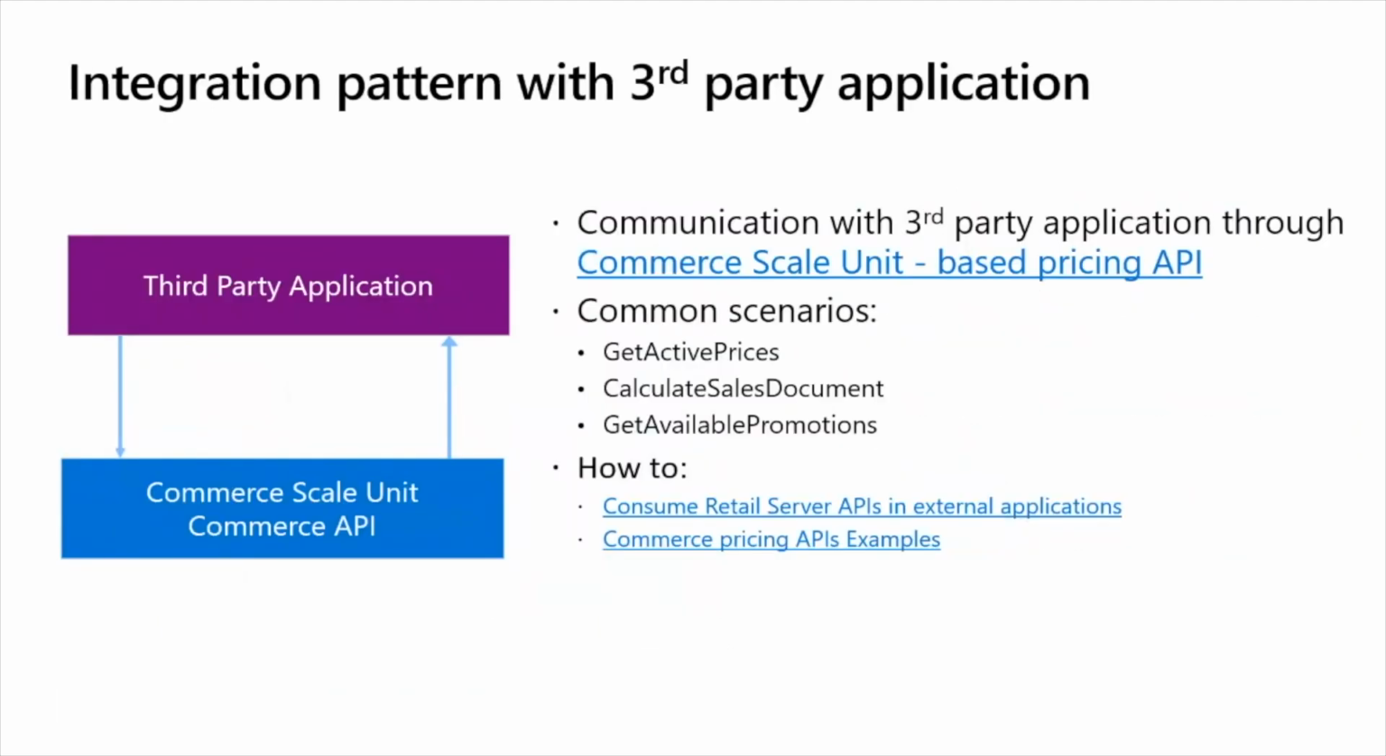Dynamics 365 supply chain management pricing allows you to connect third-party applications through the Commerce Scale Unit-based pricing API to enable pricing calculations to be retrieved by a native Commerce point of sale and consumed by external applications to support different pricing scenarios. Dynamics 365 Commerce Pricing Engine provides the following retail server APIs that can be consumed by external applications to support various pricing scenarios like get active prices, calculate sales document, get available promotions. You could find more details on how to connect retail server APIs and more examples on Microsoft Docs.